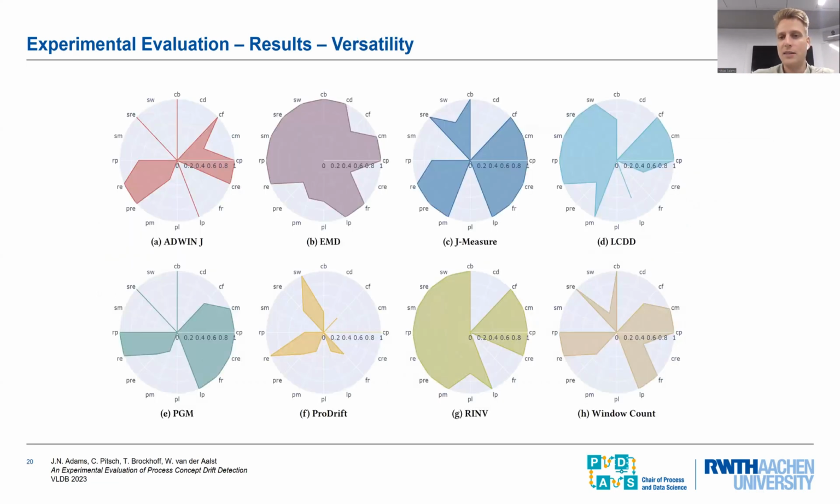And then, and this is, I think, one of the most important plots, is the versatility. So here we can see which techniques have systematic weaknesses when it comes to certain change types or certain types of change types. And actually we see there is only one technique that can detect all of these types. This is EMD, Earth Mover Distance, and there are some techniques that have quite the issues with other types.